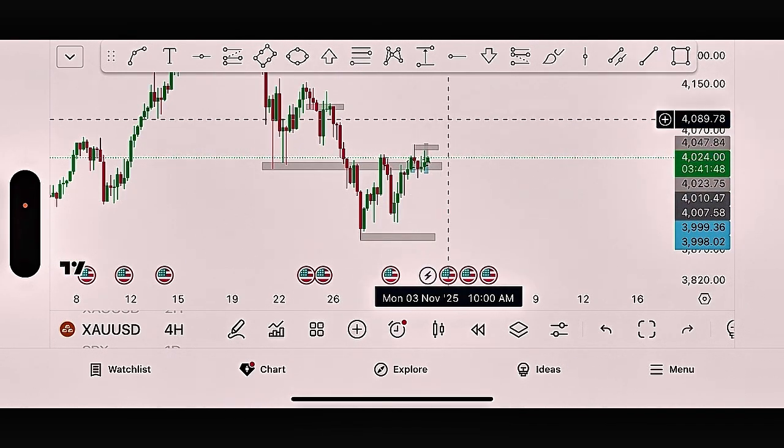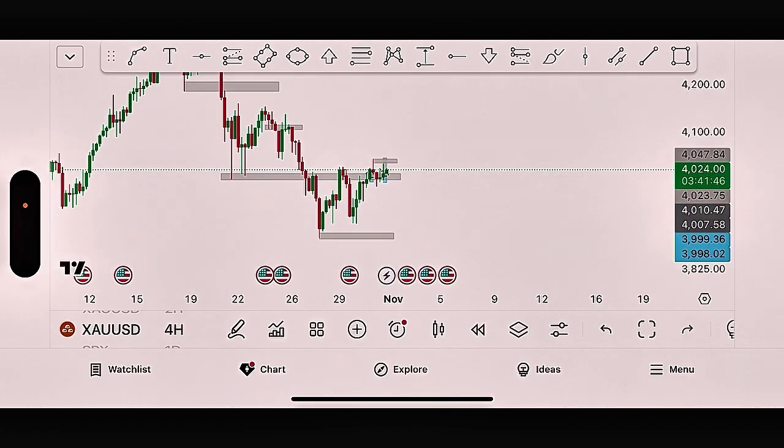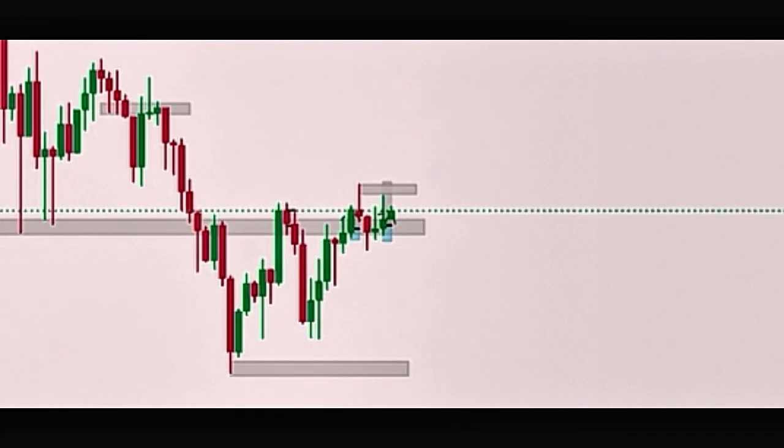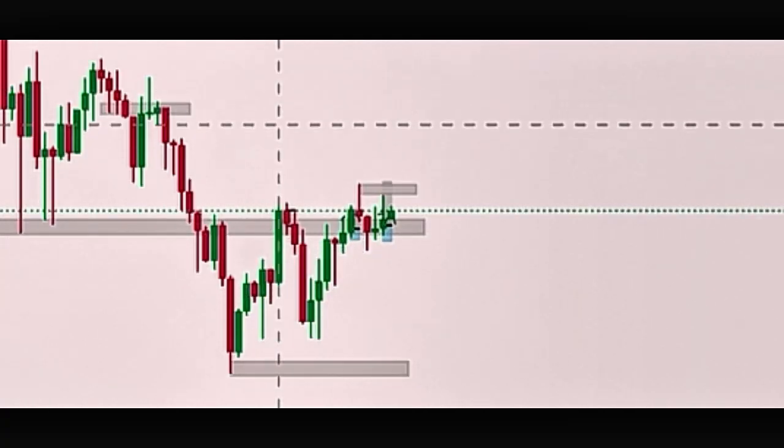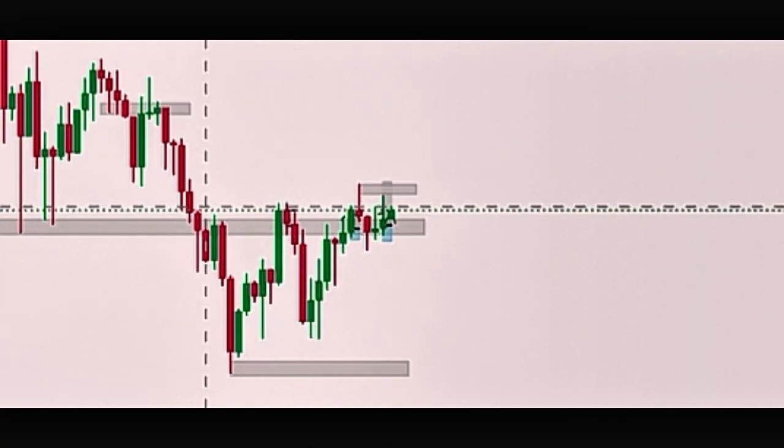So I'm expecting the supply and demand setup.